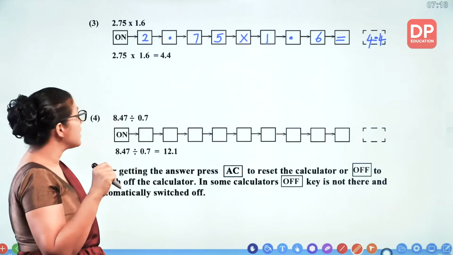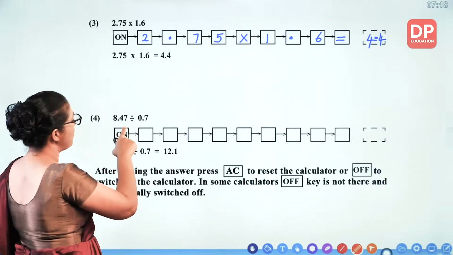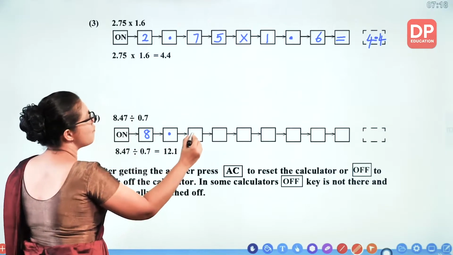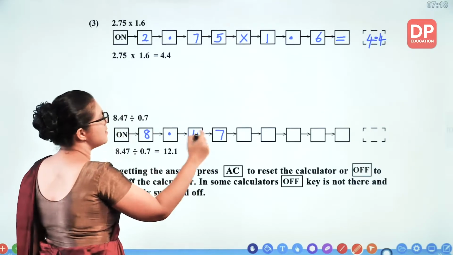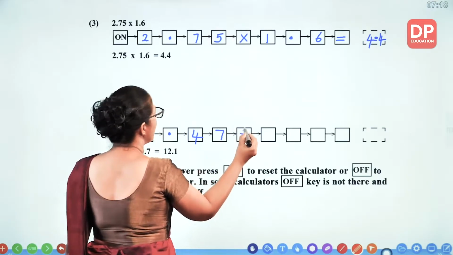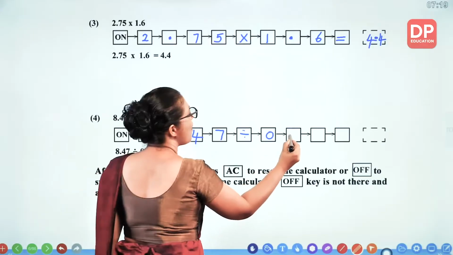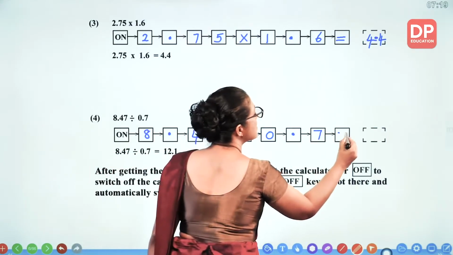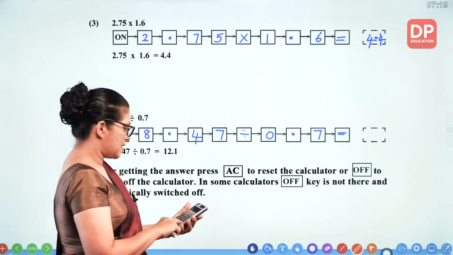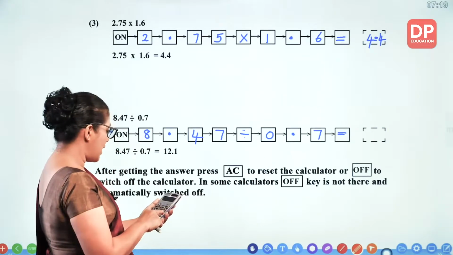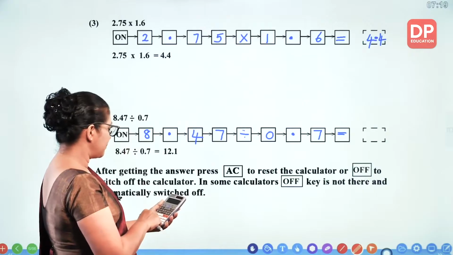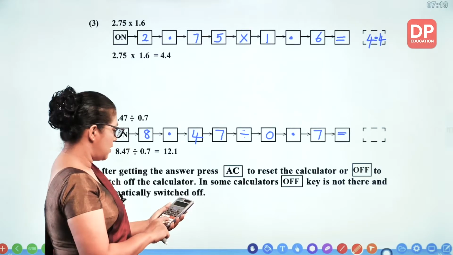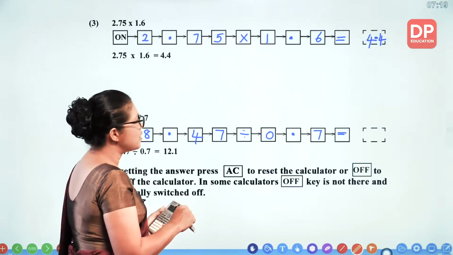Now we'll look at the division one. ON button first, 8.47 divided by 0.7 equals. What's the answer we are getting? 8.47 divided by 0.7. The answer is 12.1.